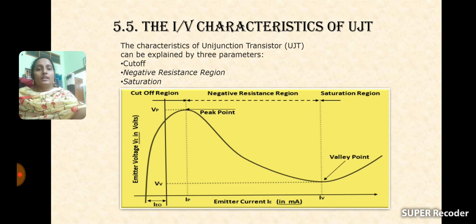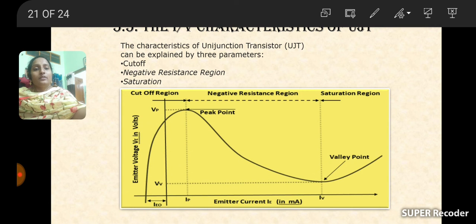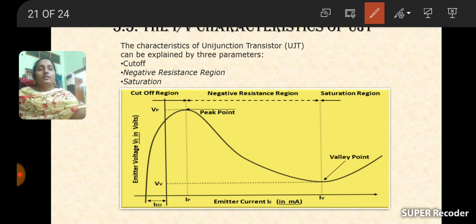So this is a simple explanation. These VI characteristics, current and voltage, consist of three regions mainly: the cutoff region, the negative resistance region, and the saturation region.